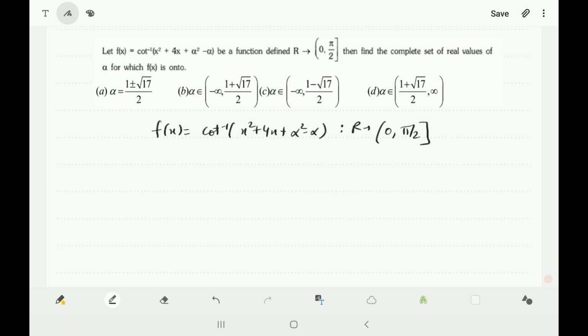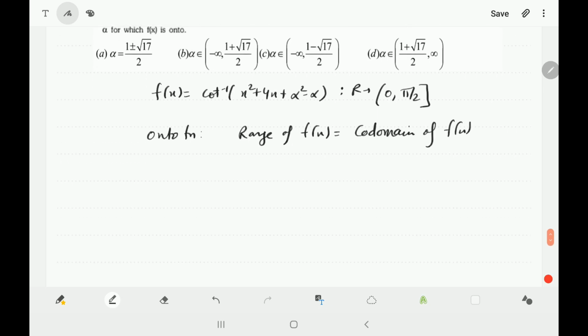In this problem, a function f of x is given as cot inverse of x square plus 4x plus alpha square minus alpha, from R as the domain to the codomain closed 0 to pi by 2. And we have to find the set of values of alpha for which f of x is onto. So what do you mean by onto function? Onto function means that the range of f of x should be equal to the codomain of f of x. Okay, so this is the definition of onto functions.